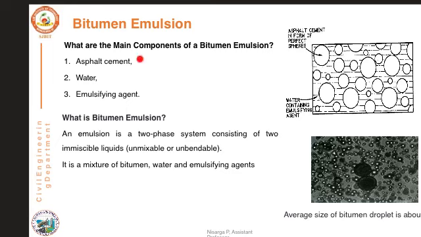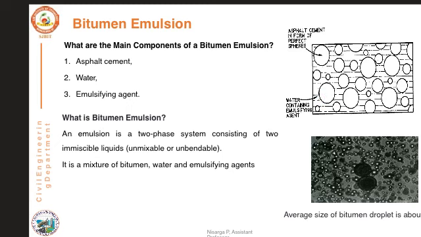So now you can see here the main components of bituminous emulsion are asphaltic cement, nothing but the bitumen or a binding material, water and an emulsifying agent. You can form bituminous emulsion by mixing asphalt cement with water in the presence of some emulsifying agent. In general, bituminous emulsion is a two-phase system. It consists of two immiscible liquids. Immiscible liquids are nothing but two liquids which are unmixable or unblendable.